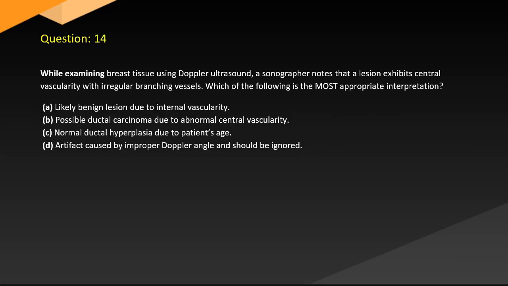Question 14. While examining breast tissue using Doppler ultrasound, a sonographer notes that a lesion exhibits central vascularity with irregular branching vessels. Which of the following is the most appropriate interpretation? A. Likely benign lesion due to internal vascularity. B. Possible ductal carcinoma due to abnormal central vascularity. C. Normal ductal hyperplasia due to patient's age. D. Artifact caused by improper Doppler angle and should be ignored.